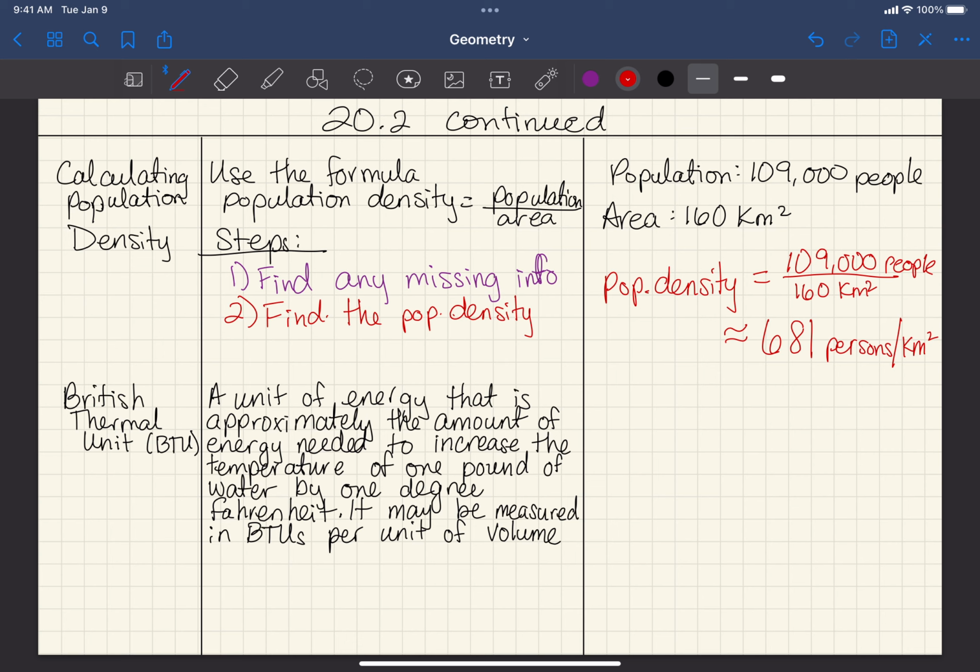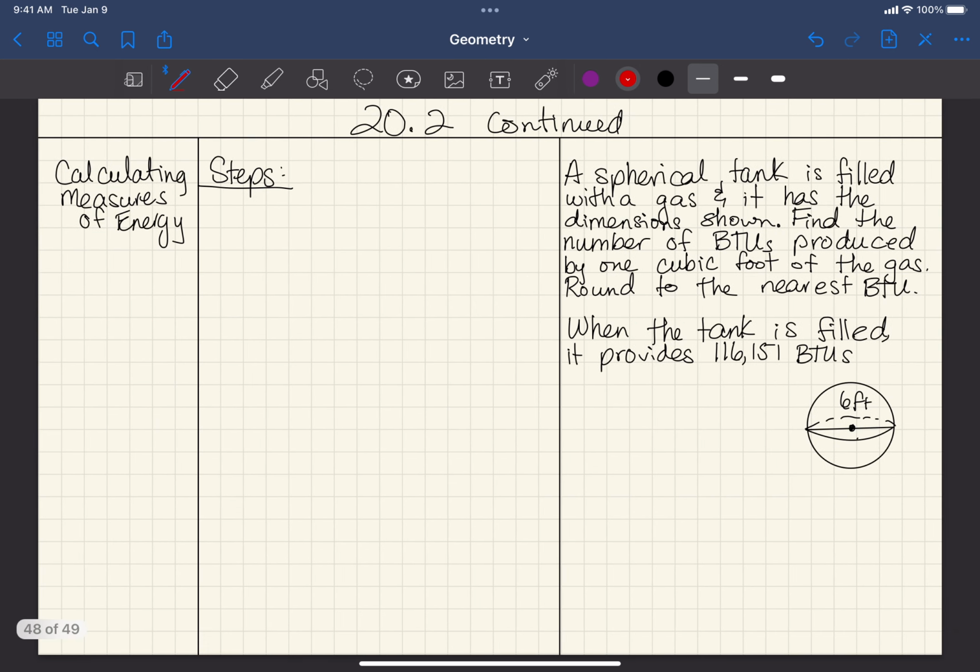Now one of the last things we're talking about is the British thermal unit, or the BTU. This is a unit of energy that is approximately the amount of energy needed to increase the temperature of 1 pound of water by 1 degree Fahrenheit. It may be measured in BTUs per unit of volume. So you would actually see it as BTU per volume. And now we're going to go ahead and figure out how to calculate it.